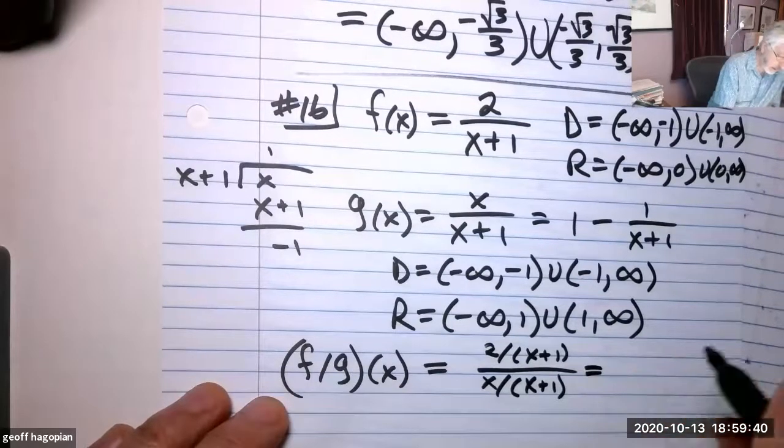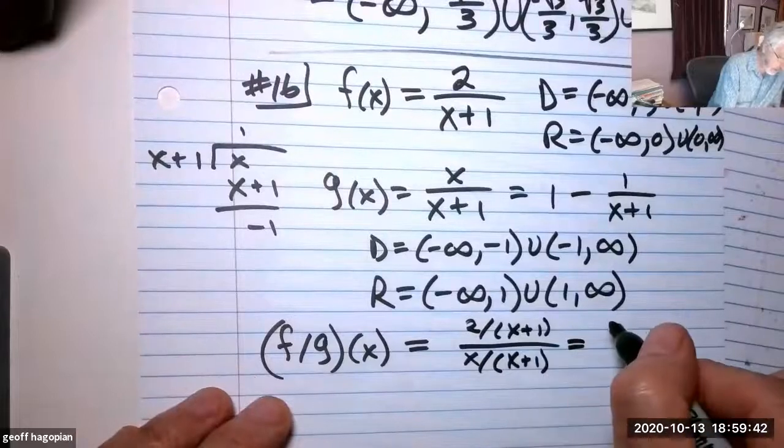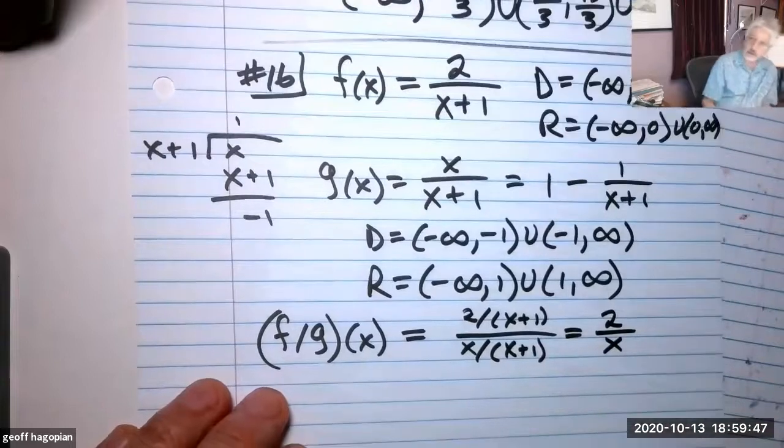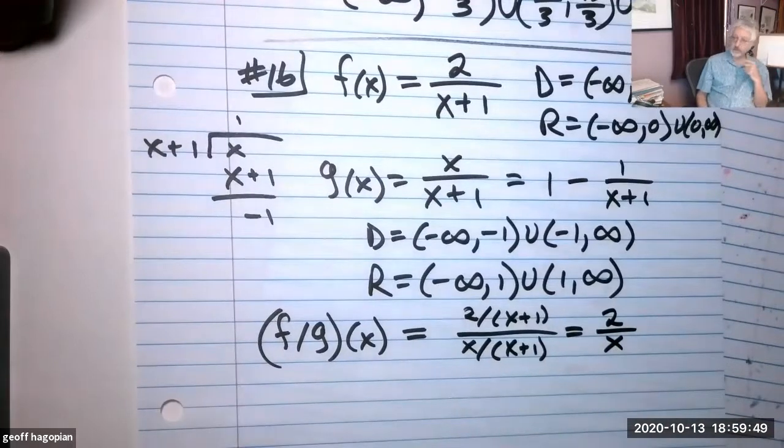And so you might say, well, the x plus 1's cancel out, right? So that's 2 over x. Is that algebra clear? You can multiply the top and the bottom by x plus 1. Of course, that requires that x plus 1 is not 0. Otherwise, you're multiplying the top and the bottom by 0. And that's true if x equals negative 1.